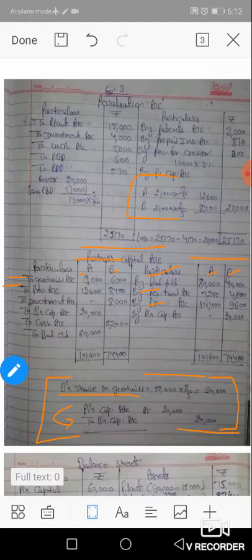A is debit, so transfer 20,000 rupees to the debit side of A, and B is credit, so transfer 20,000 to B's capital account. A is debited and B is credited with rupees 20,000 of goodwill. Okay, the adjustment has been completed. B credit and A debit for the amount of goodwill.